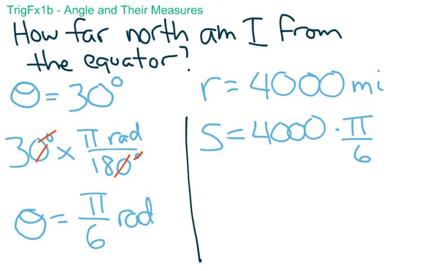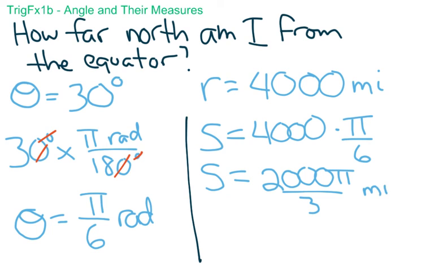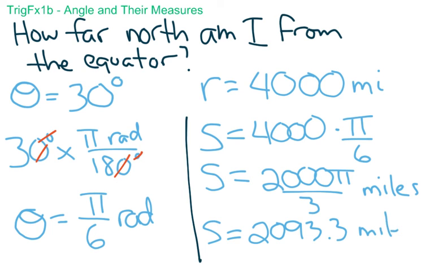Okay, so I know that I can factor out a 2 out of 6, and I can factor out a 2 out of 4,000, which becomes 2,000 pi over 3, and that's in miles. So the formula takes on the units of the actual radius. And if I use 3.14 for pi, just a really simple calculation on my calculator, I get 2,093.3 miles.